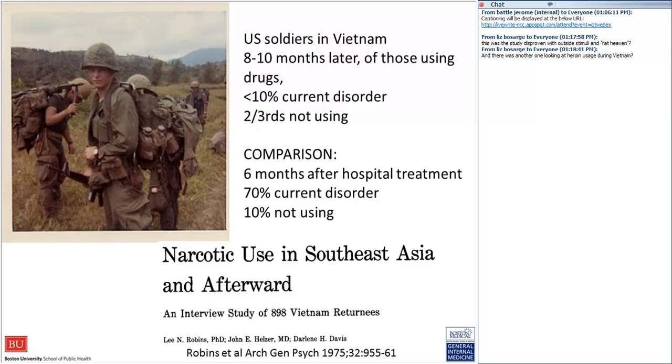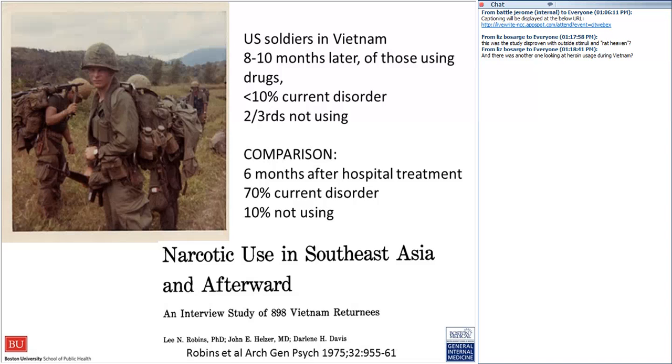And these were studies done by Lee Robins and colleagues years ago in U.S. soldiers who were in Vietnam. And in Vietnam, under awful circumstances, they were using heroin frequently. And 8 to 10 months later, when they were home, and these were people who were using heroin multiple times a day by injection, of those doing that, fewer than 10% had a current disorder 8 to 10 months later when they were back in the U.S. That's without treatment. And 2/3 of them were not using at all. So how could that possibly be a disease?